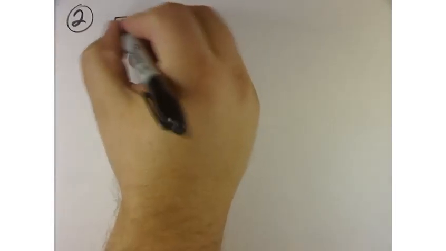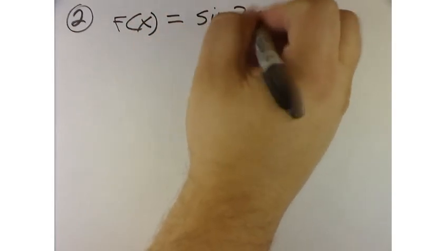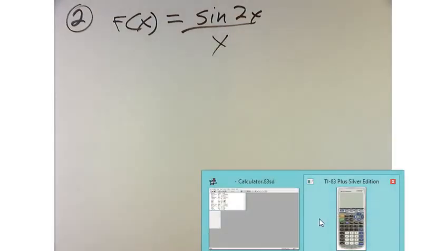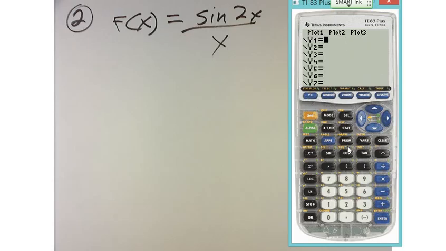Problem number 2 says, use graphs and tables to identify the horizontal asymptotes. So problem number 2 gives us the function f of x is equal to sine of 2x all over x. And so if we're going to graph this, because that's what it wants us to use, use the graph to determine any horizontal asymptote, which you could look at and see what it is, but I guess the challenge would be, how do you define that algebraically, right?